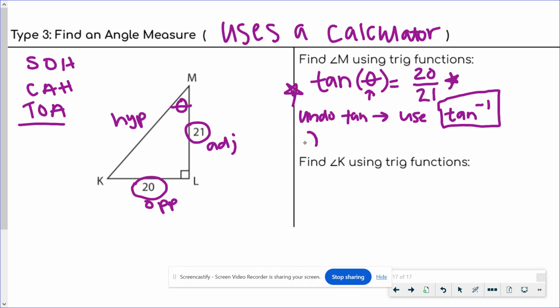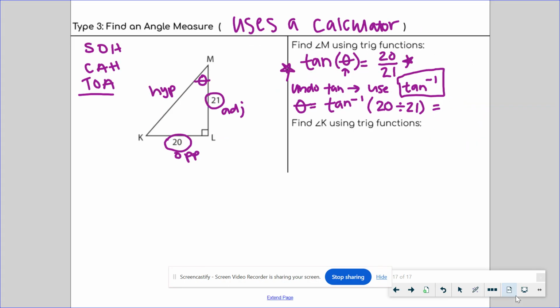So in my calculator, I have theta is equal to, I don't have that in my calculator, but I'm going to type in tan -1. And then, in order to do the fraction, remember fraction is just division, so 20 divided by 21, and that will give me my theta.